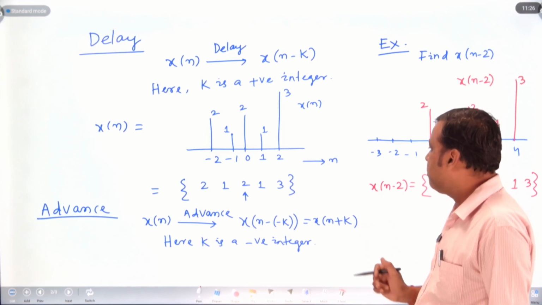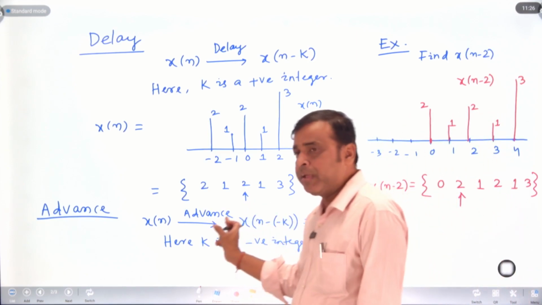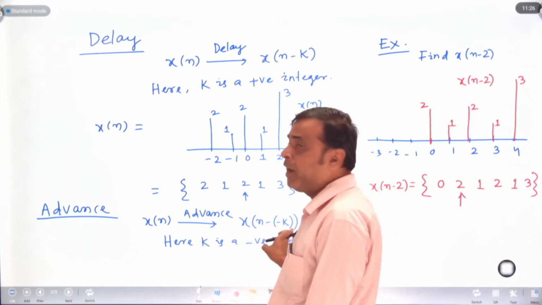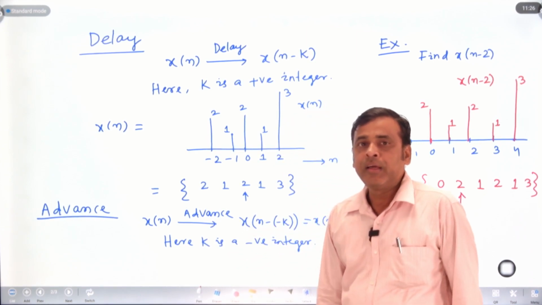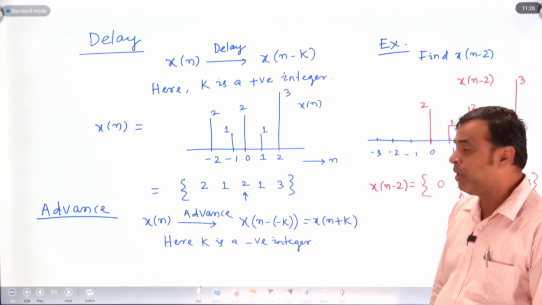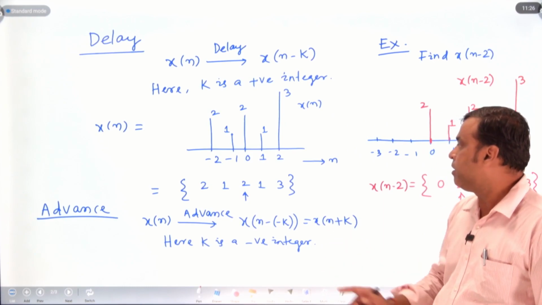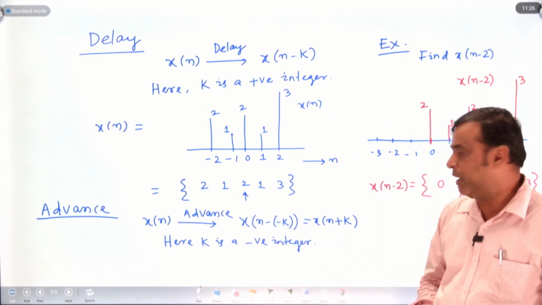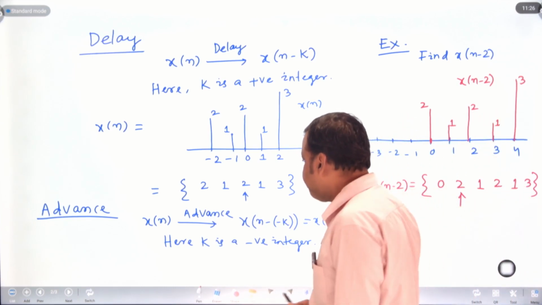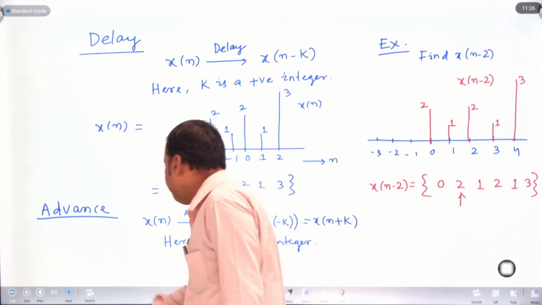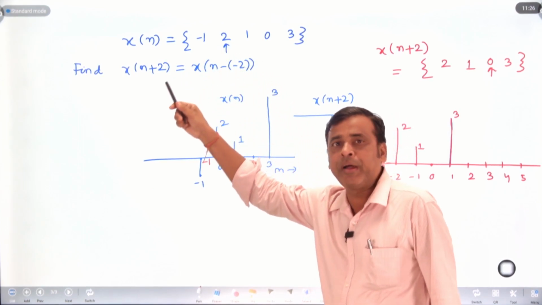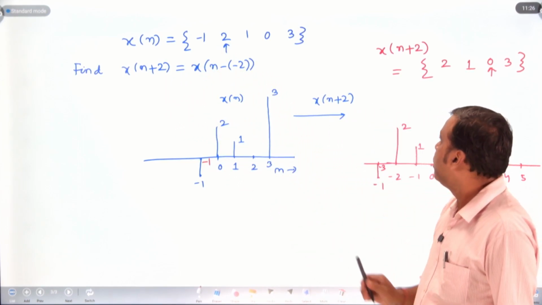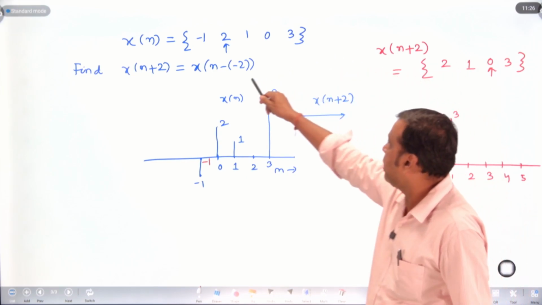If x of n is advanced by k units of samples, here k is a negative integer, we write x of n minus of minus k, that is, x of n plus k. Remember, here k is a negative integer. If k is a negative integer, the discrete signal results in an advance. So, for example, if an original signal x of n is given, we are going to find x of n plus 2. Here k is minus 2.